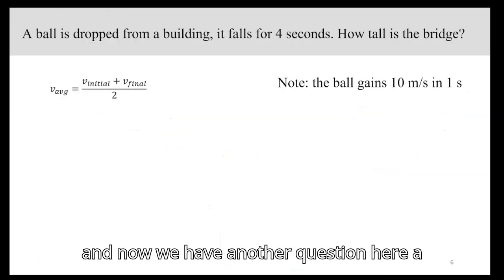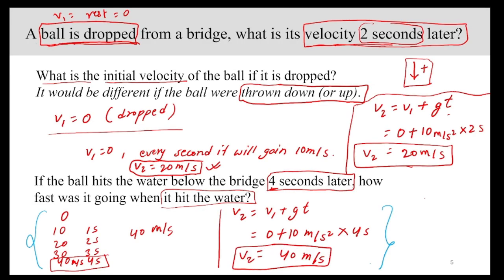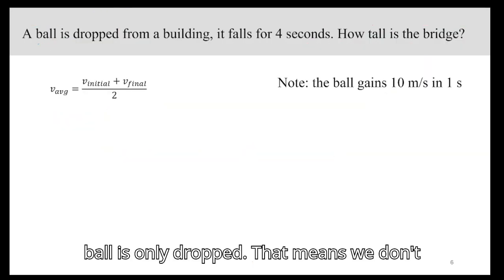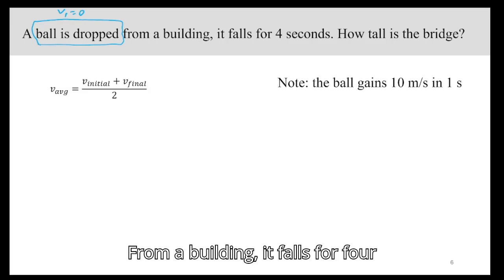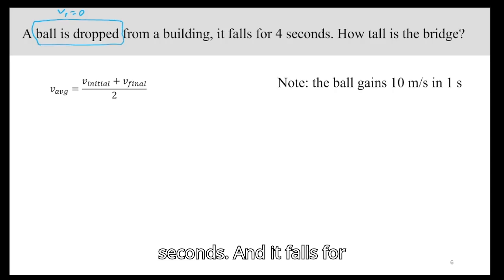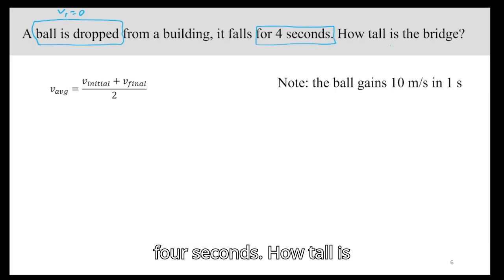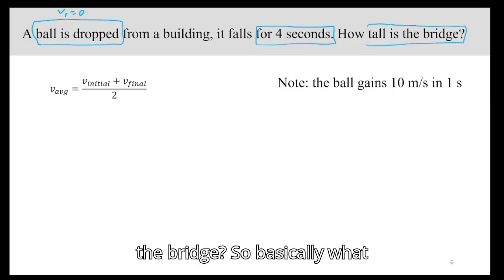And now we have another question here. A ball is dropped. Again, the ball is only dropped, that means we don't have any initial velocity. Initial velocity is still 0. From a building, it falls for 4 seconds. How tall is the bridge?